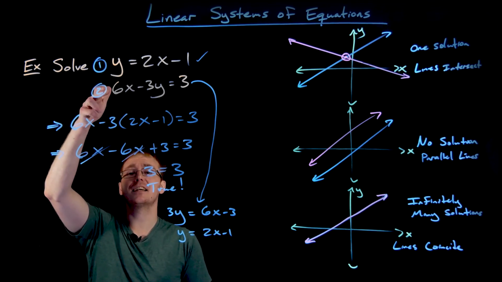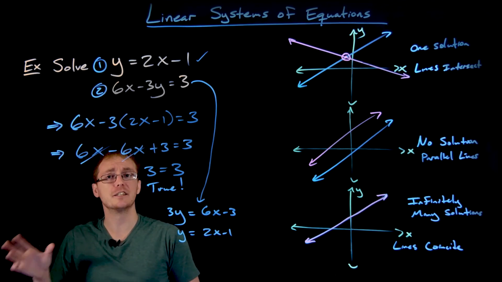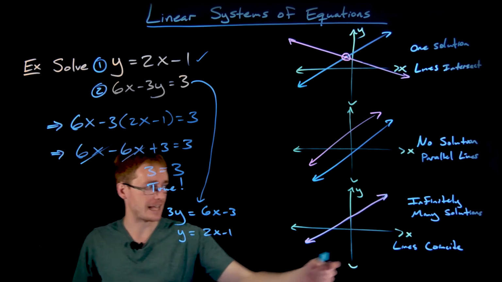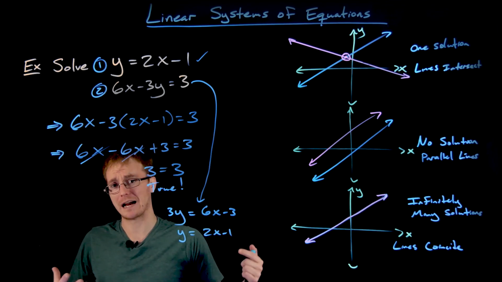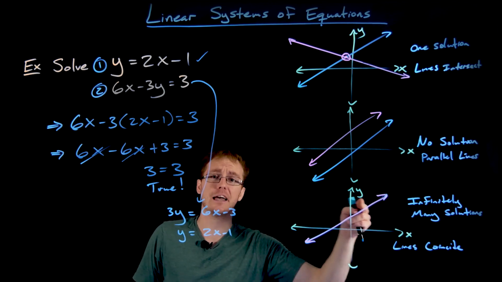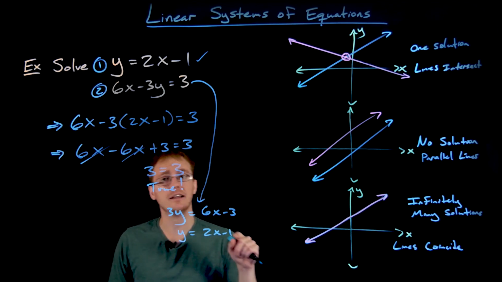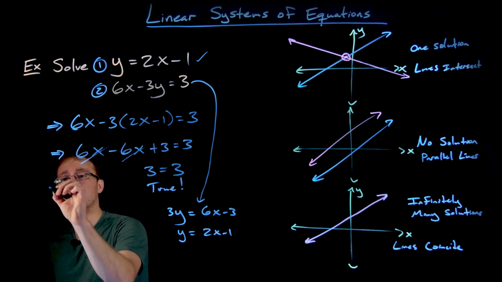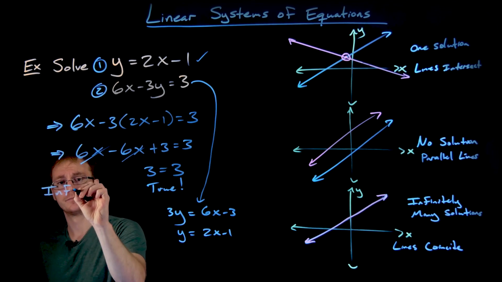So our first and second equations may look a little bit different initially, but they actually are the exact same equations. So when we graph the line for each of those equations, those lines are going to coincide or land right on top of each other. And so that means for this system, we have infinitely many solutions.